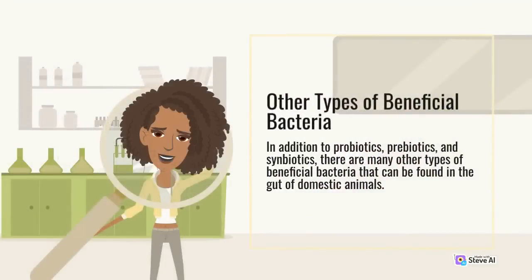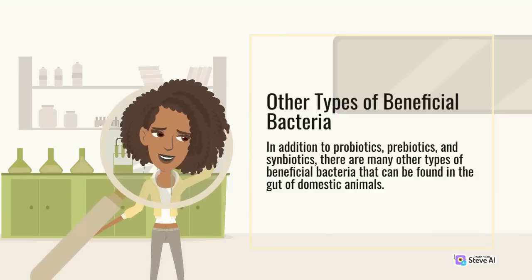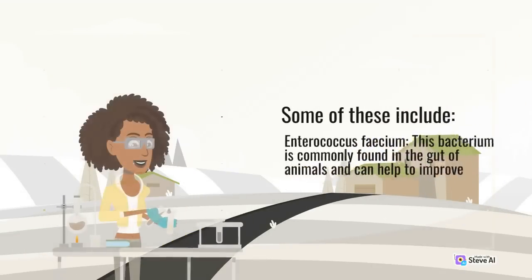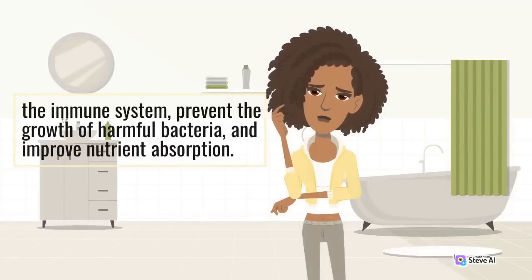Other types of beneficial bacteria. In addition to probiotics, prebiotics, and symbiotics, there are many other types of beneficial bacteria that can be found in the gut of domestic animals. Some of these include Enterococcus faecium. This bacterium is commonly found in the gut of animals and can help to improve the immune system, prevent the growth of harmful bacteria, and improve nutrient absorption.